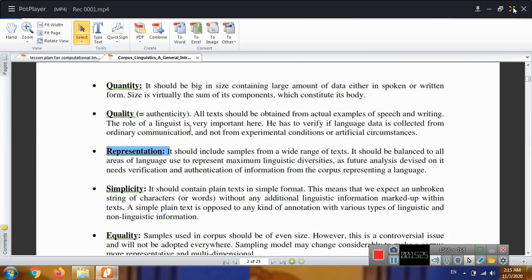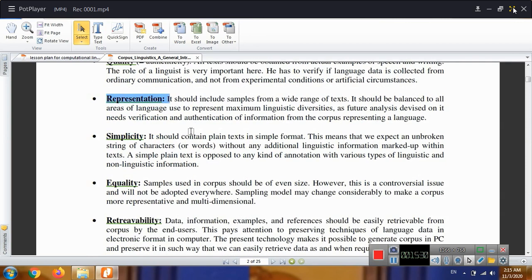Another feature is representation. You should know just about one line for these features. Representation: it should include samples from a wide range of texts. It should be balanced to all areas of language use to represent maximum linguistic diversities, as further analysis devised on it needs verification and authentication of information from the corpus representing language.